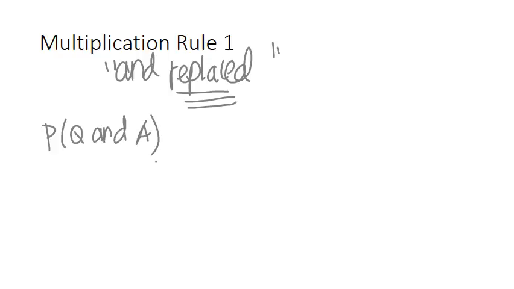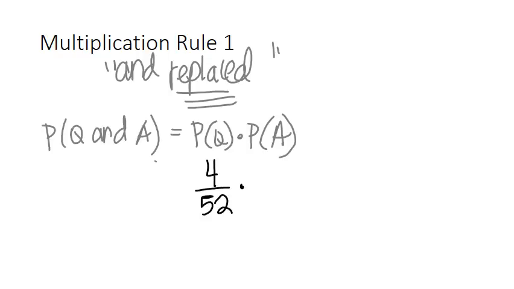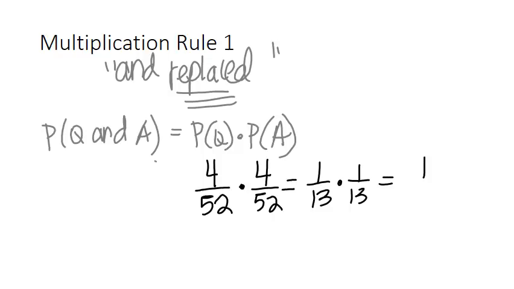And since we put it back, we can keep going. So the probability of a queen times the probability of an ace. Well, there are 4 queens in a deck out of a total of 52 cards. And there's 4 aces in a deck out of 52 cards. So we can simplify 4 over 52 is 1/13 times 1/13. And when we multiply that across, it's going to give us 1 over 169. So notice that's a pretty small chance that we pick a queen and an ace in order.